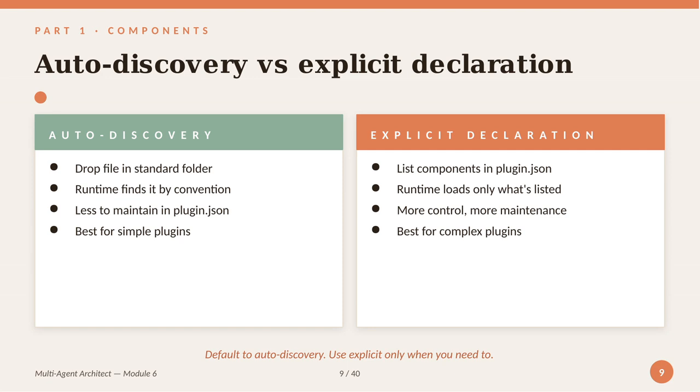Explicit declaration: list every component in plugin.json under a components field. The runtime loads only what's listed. More control, more maintenance. Useful when you have legacy components you want to keep on disk but not load. Default to auto-discovery. It's less typing, less to keep in sync.